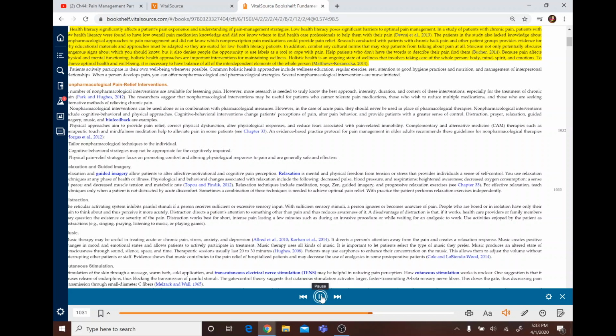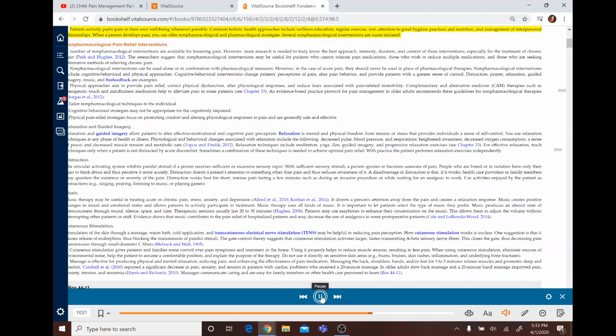Because pain affects physical and mental functioning, holistic health approaches are important interventions for maintaining wellness. Holistic health is an ongoing state of wellness that involves taking care of the whole person: body, mind, spirit, and emotions. To achieve optimal health and well-being, it is necessary to have balance of all of the interdependent elements of the whole person (Matthews & Kozenecki, 2014).